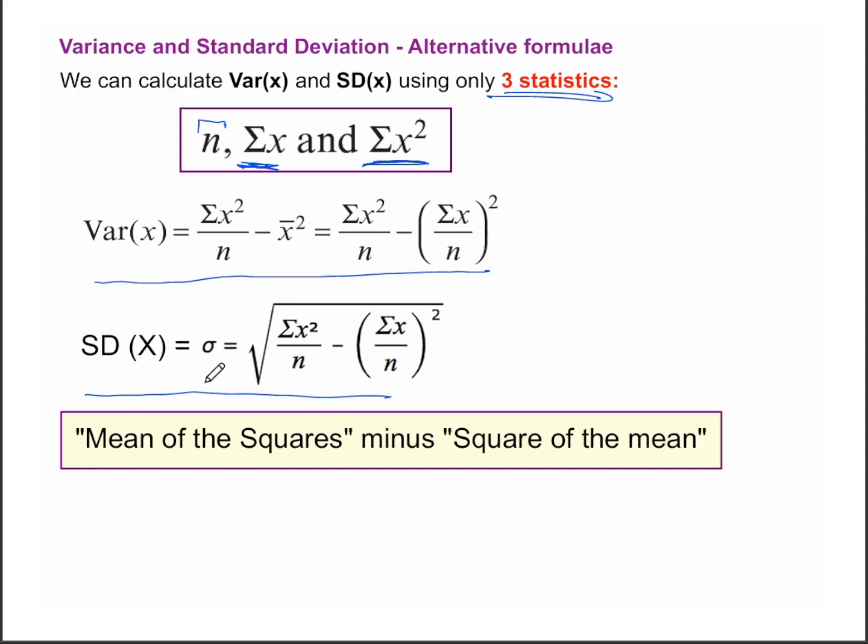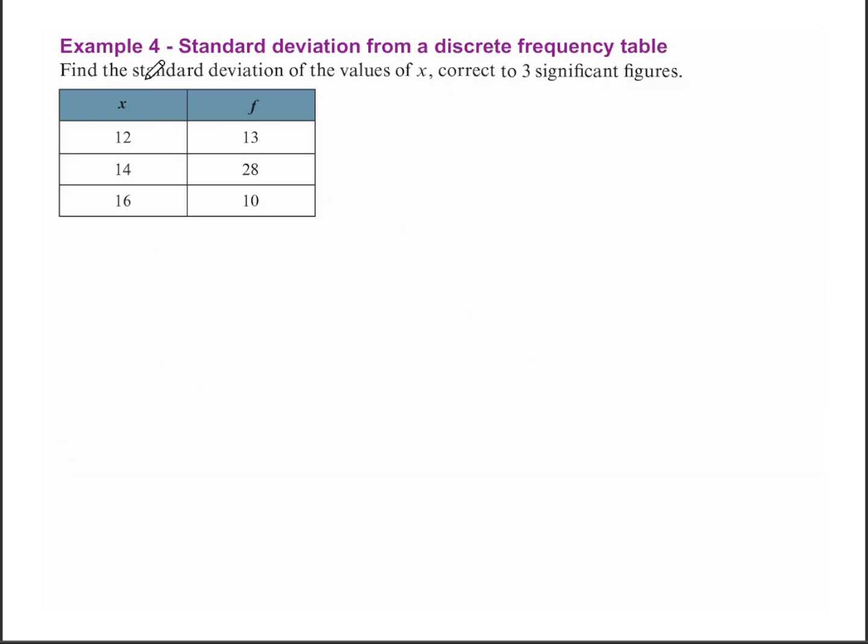And if you want to remember what exactly it is, it's the mean of the squares minus the square of the mean. Next, we're told to find the standard deviation of the values of x correct to 3 significant figures. So remember, this is the data point, and this is the times it's repeated.